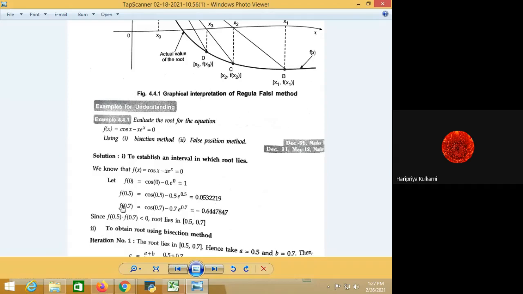So I'll try 0.7, say. 0.7 is coming as negative. So I will carry A as 0.5, B as 0.7, because f of 0.5 into f of 0.7, that is f of A into f of B, is less than 0. One answer we have got as positive, the other as negative, and hence we can surely say that the root lies between 0.5 and 0.7. So these are our initial approximations. If they are not given in the example, you have to assume your initial approximations. This is how you can make the assumption.